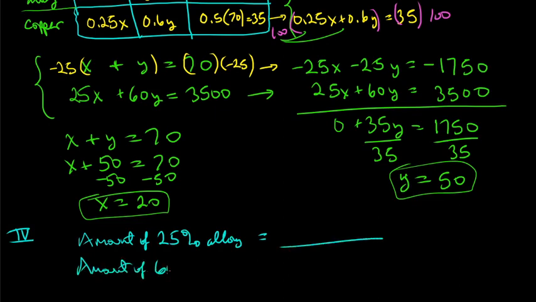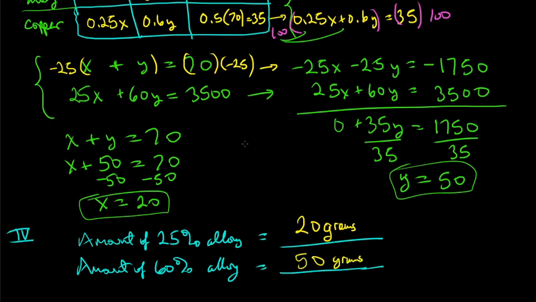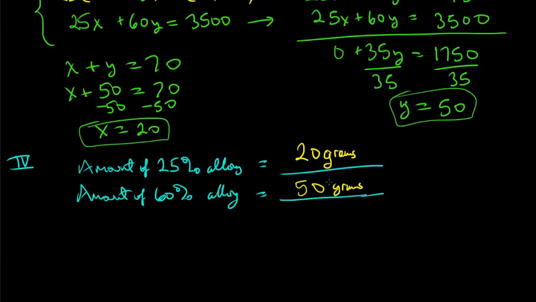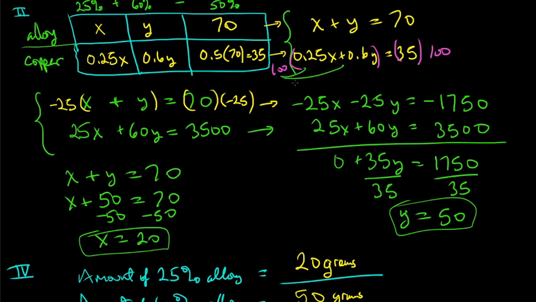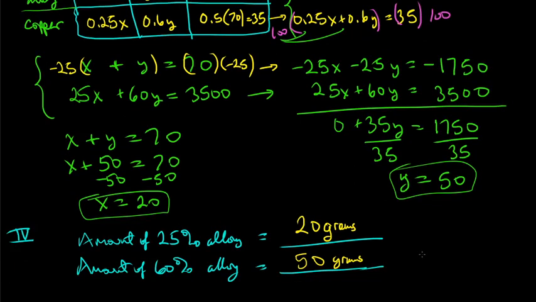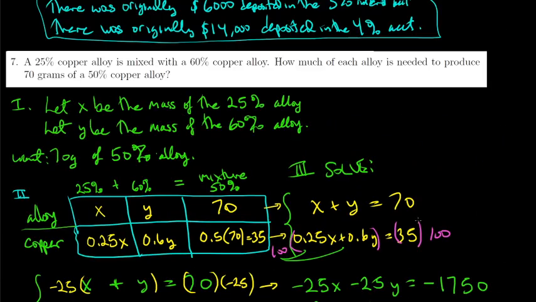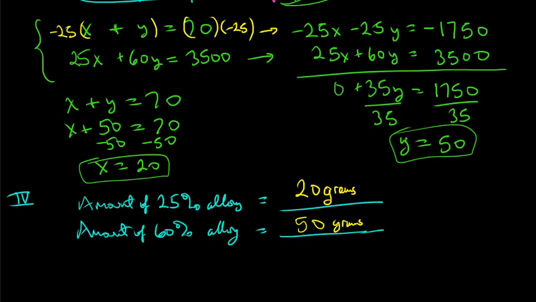And the amount of the 60% alloy equals blank. Right, so we know there's 20 grams of the 25% alloy and 50 grams of the 60% alloy. And yeah, 70 grams total, right? 20 plus 50 is 70, so that makes sense. And then you can check the mixture equation, how much of it is pure copper, right? So yeah, you should get 35 grams of pure copper. Anyways, that's number 7, so I hope that helps.